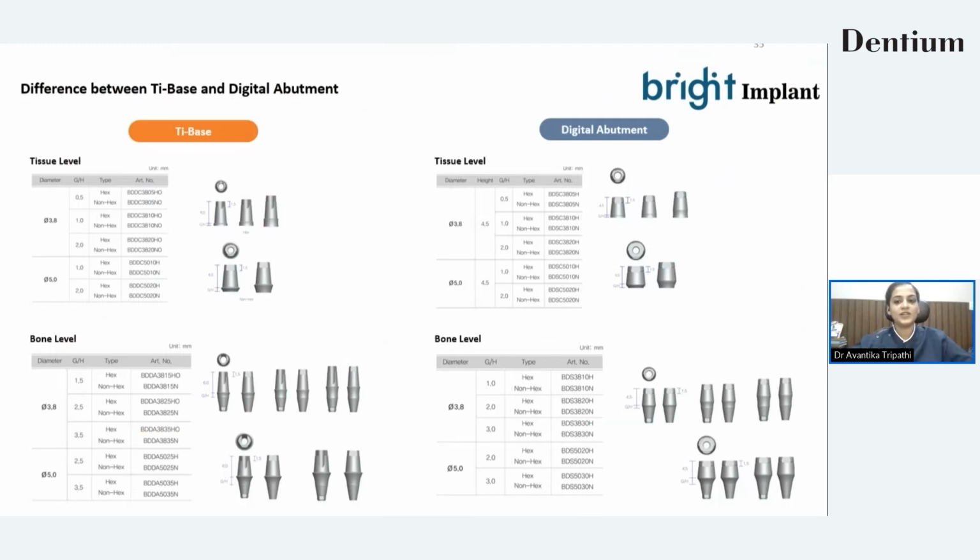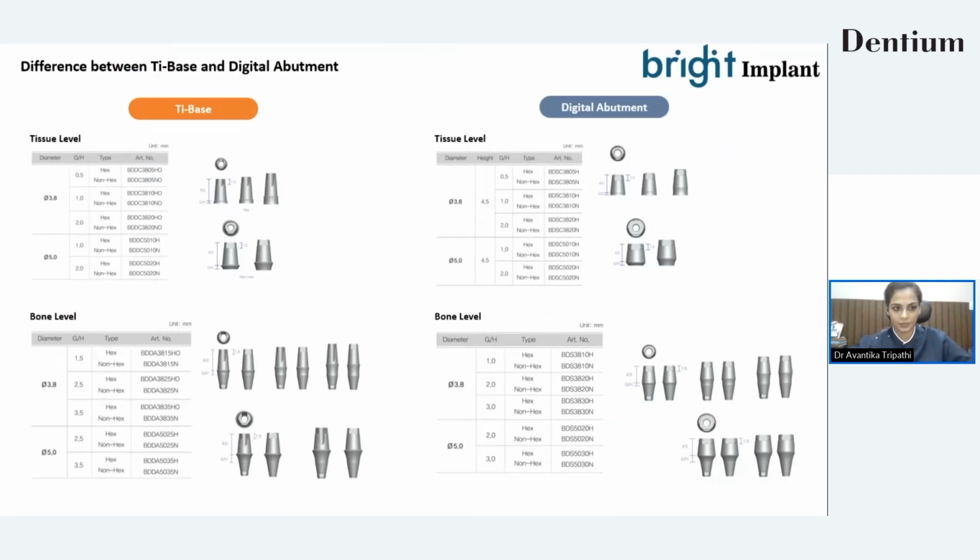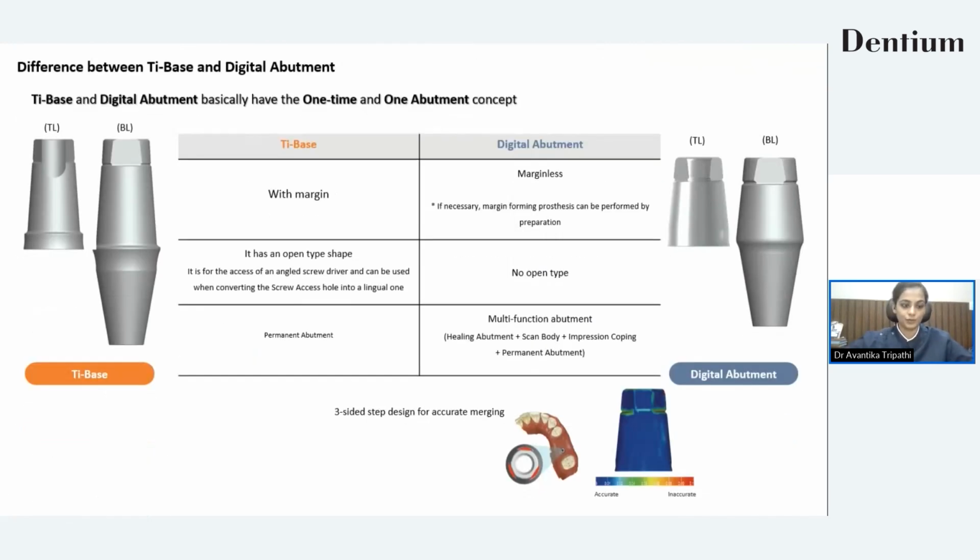Now, what is the main difference between a TI base and a digital abutment? They look quite similar, but there is a big difference. It is very important to understand that these two types of abutments are mainly used for the fabrication of prosthesis in both bone level and tissue level implant systems. If we use the TI base, there is a side cut on it which will allow the access screw hole to be shifted from labial to palatal or lingual side to improve the aesthetics, as I mentioned.